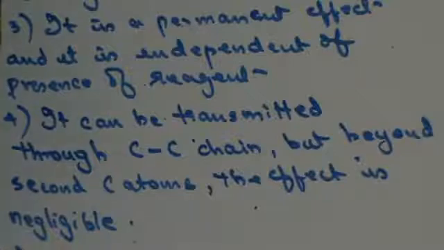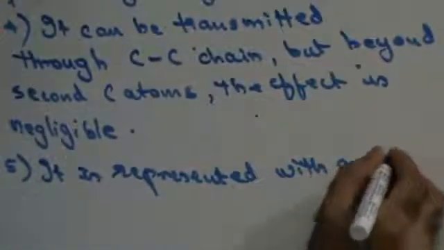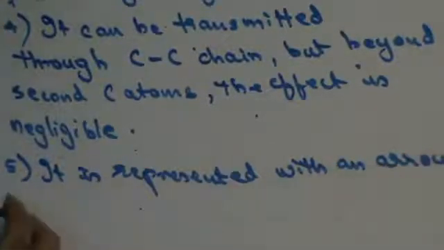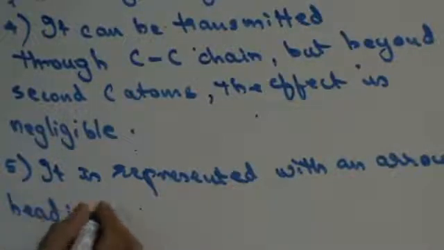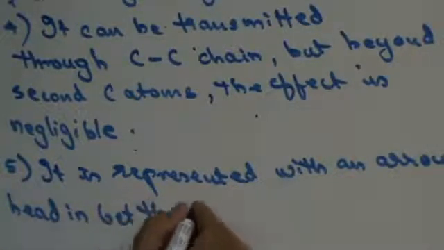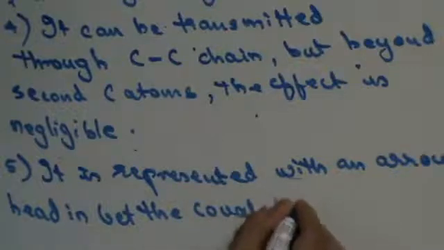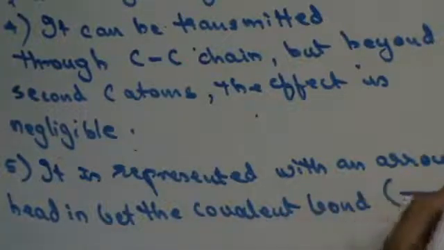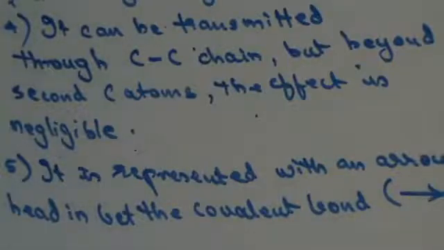It is represented by putting an arrowhead in between the covalent bond. So it is going to be represented this way. That's how you represent an inductive effect.